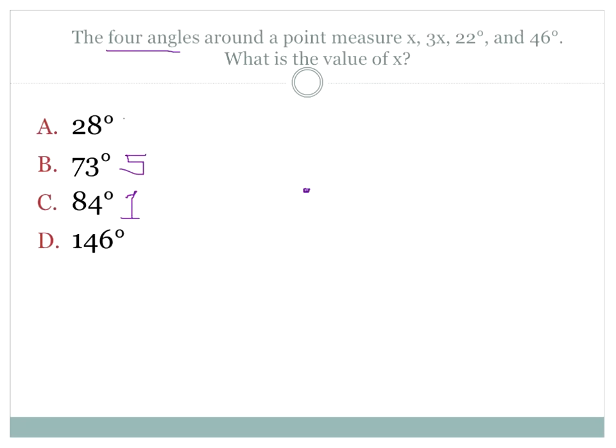If we have a point and we have these 4 angles, we don't know what their degree measures are for all of them, but one of them is X degrees. One of them is 3x degrees. Another one is 22 degrees. And the last one is 46 degrees.